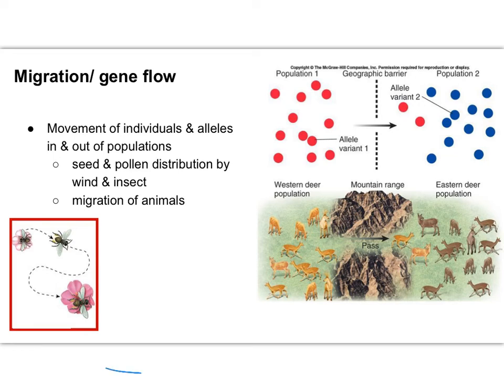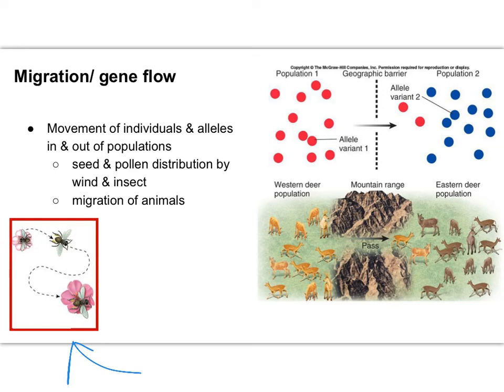You see over here the insect, the bee and the flower. The bee is pollinating and distributing the pollen for the various flowers. So it's helping to mix the genes up. It's physically moving alleles from one place to another. Okay? Animal migration sees that as well.